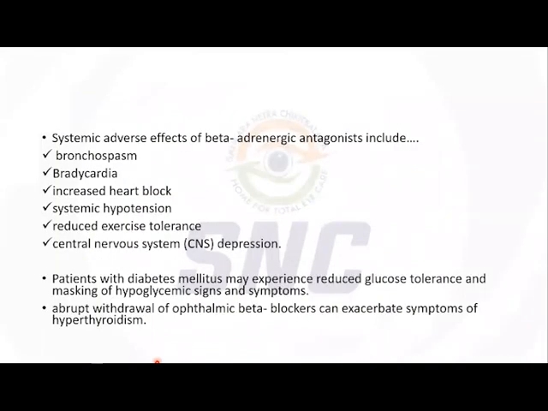Systemic adverse effects of beta blockers, like we discussed: pulmonary, like bronchospasm; cardiac, bradycardia, increased heart block, systemic hypertension; reduced exercise tolerance and CNS depression. Patients with diabetes mellitus may experience reduced glucose tolerance and masking of hypoglycemic signs and symptoms. Abrupt withdrawal of ophthalmic beta blockers can exacerbate symptoms of hyperthyroidism.